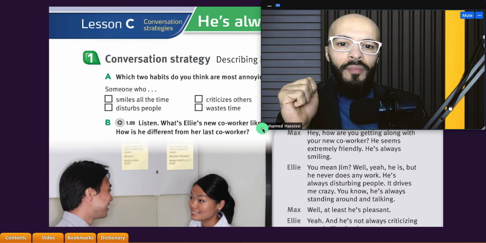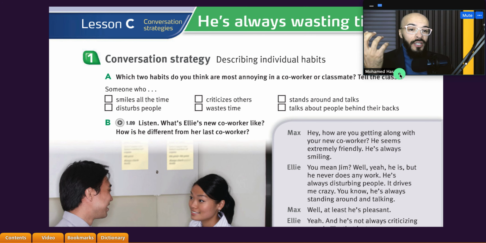And this one here is how to use the present continuous with the adverb of frequency always to describe people's habits. First, let me ask you a question. Which of these habits, for you, is the most annoying in a coworker or classmate? If you have a classmate who has one of these qualities, which one would you say would be disturbing to you, you wouldn't like the most? Is it that she or he might smile all the time? Or that he or she might be disturbing people, criticizing others, wasting time, standing around and talking, you know, just not doing anything, or talking about people behind their backs?